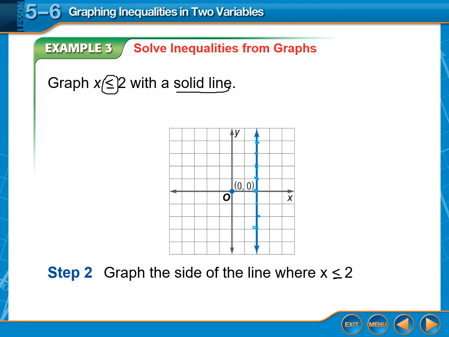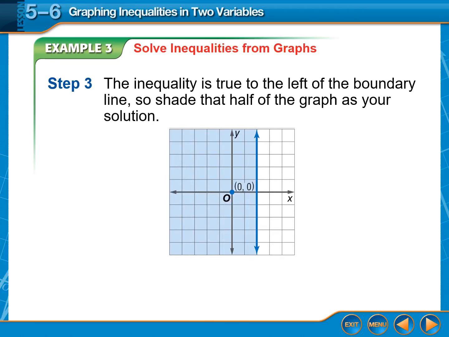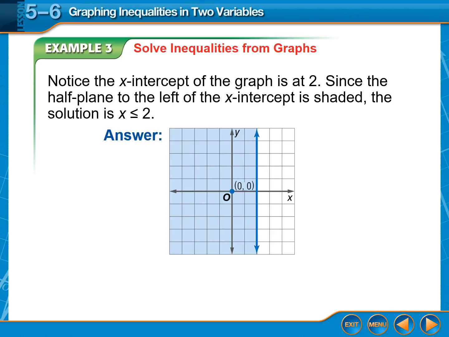Now we're going to graph the side of the line where x is less than or equal to 2. Well, where is x less than or equal to 2? It's everything on this side of the graph. x is less than or equal to 2 for everything to the left of the line that we created. So we shaded in this side of the graph. So we could still solve it even though we didn't have a y value in that inequality; we were still able to graph this solution.